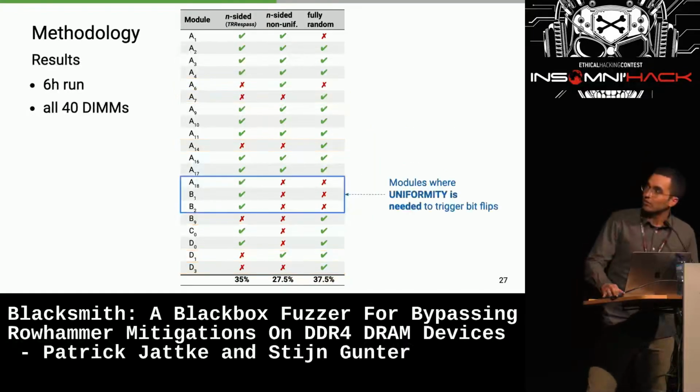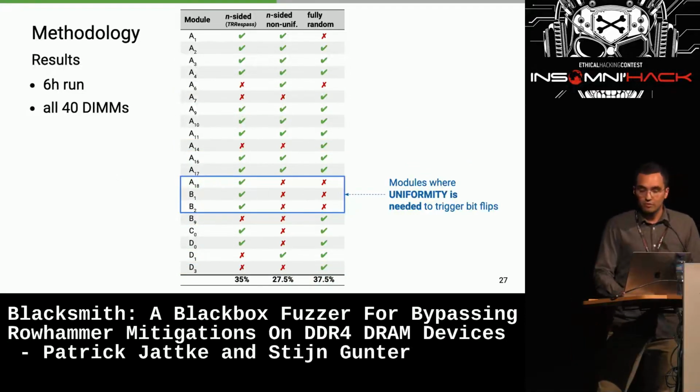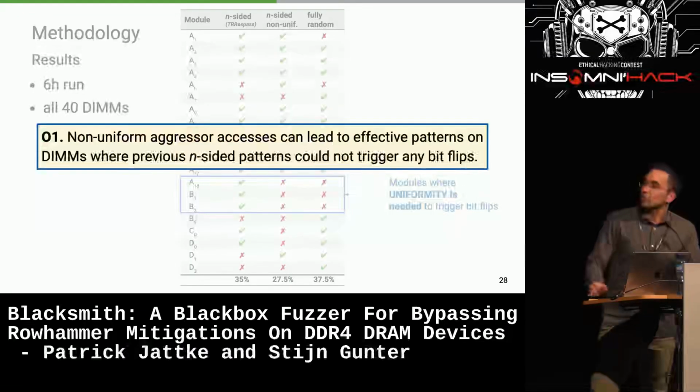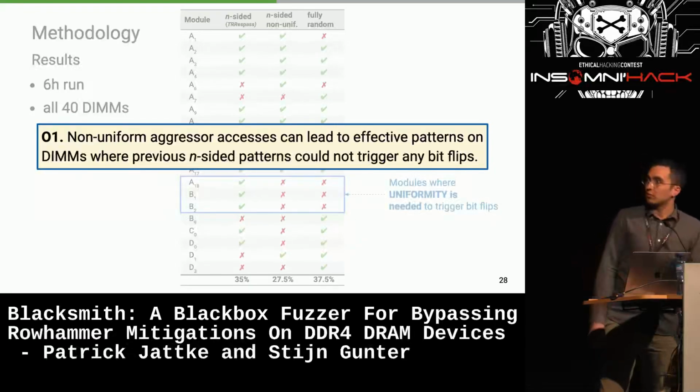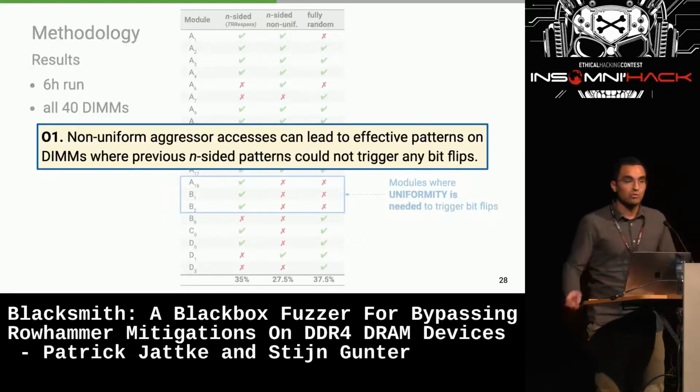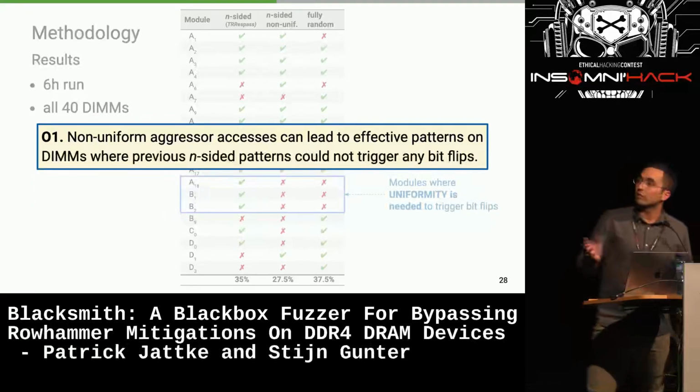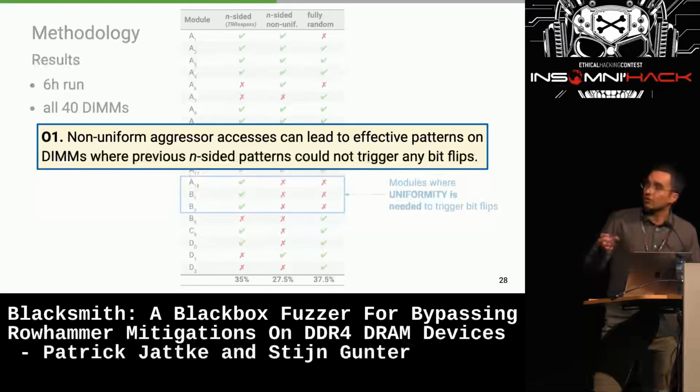But what we could also see on the other side, on some devices, only uniform patterns worked. So this was our first observation, that non-uniformity leads to bit flips on some DIMMs where previous n-sided patterns failed to trigger any bit flips. And starting from this first observation, we wanted to reduce the search space further, right? So now we have one property that allows us to find more bit flips on some devices, but still the search space is very huge.